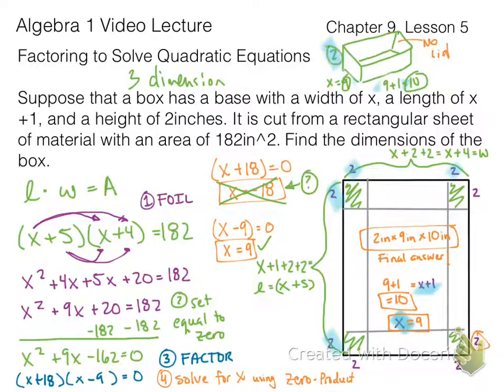We already knew the height. So the final dimensions and final answer are 2 inches by 9 inches by 10 inches, the dimensions of the box that I was able to cut from a rectangular piece of cardboard that had an area of 182 inches squared. I hope your minds are blown. I love this problem, but it's definitely one of those, oh my gosh, how many possible steps could I possibly do to get these answers?